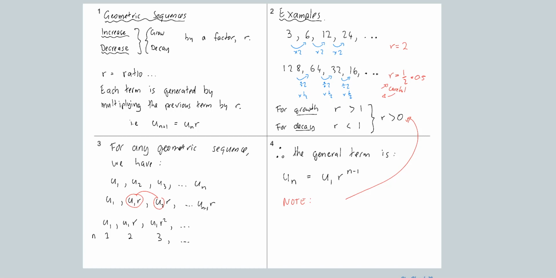There were some examples of geometric sequences there on slide 2. But now I need to correct the record a little bit. Not that there's anything wrong with what I've written there, but I don't know if you remember or not, but I said to you that for growth, R has to be bigger than 1, and for decay, R has to be less than 1, and that in general, R has to be greater than 0. Do you remember me saying that?